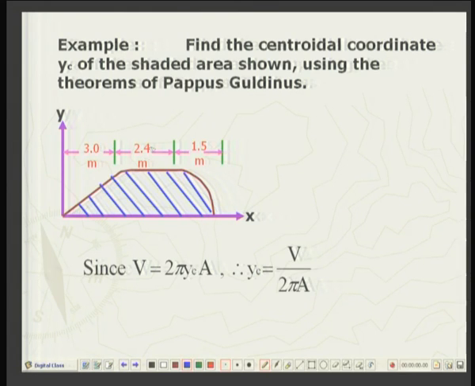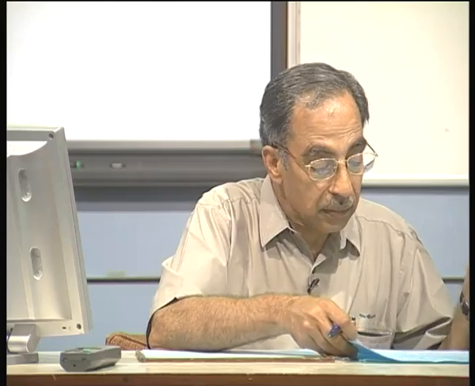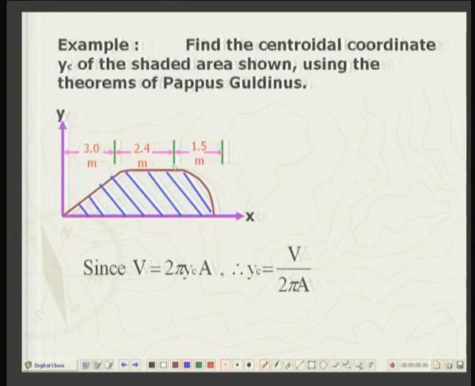This is 3 meters, and this should be 2.5, I believe. This will be 2.5 meters. Let me check. No, 2.4 meters, and again this is 1.5. So obviously the height of this will also be 1.5. So this dimension is, because this is the arc part of a circle, the first quadrant of a circle.